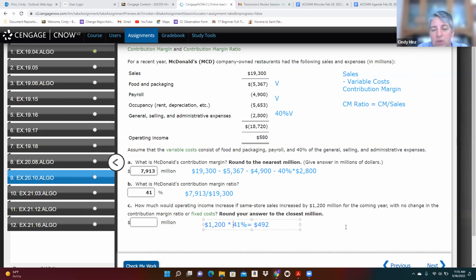If our sales, let me just ignore the label for a moment. If our sales went up by $1,200 and we get to keep 41% of that, our contribution margin ratio is 41%, and our fixed cost didn't change, then our bottom line would go up by $492 million. Again, the process we follow is the same, but your numbers may be a little bit different than what you're seeing on my screen. Okay, any questions about that one?